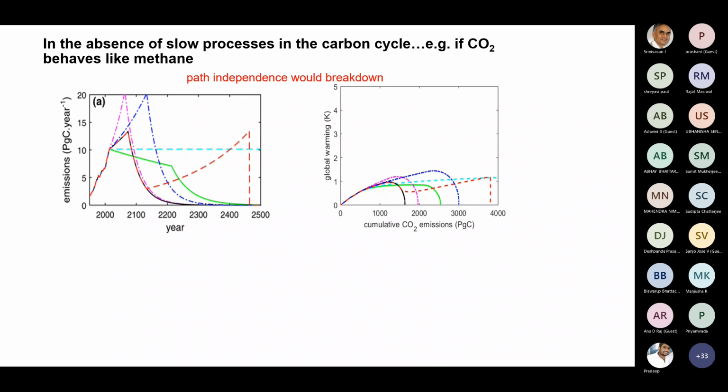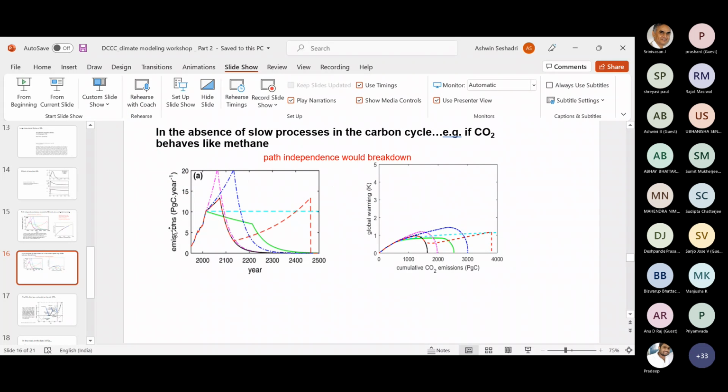Here again, we'll adopt the same trick of making models simulate something that we know to be wrong in order to study the effects. So the question is, what if we make CO2 have an atmospheric lifetime of 12 years, like that of methane? And the answer is, for the same emission scenarios on the left, we obtain the plots on the right. So you plot global warming versus cumulative emissions.